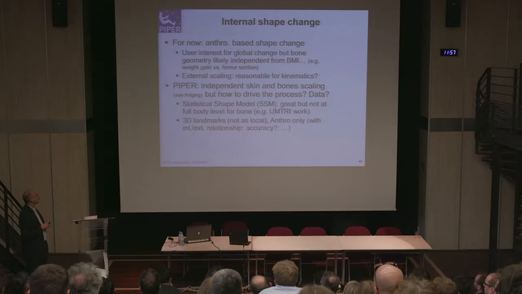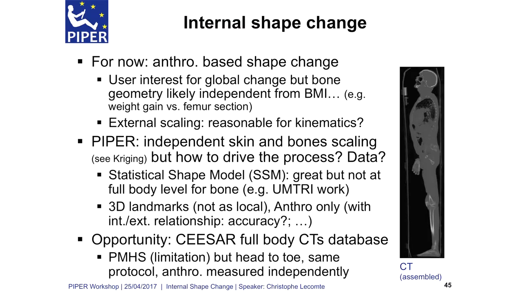If you have seen in Thomas' presentation, for example, when you deform a leg just based on the external shape of the leg, for example, based on the circumference, there will be an effect of the BMI not only on the skin and the muscles, but also on the bones. And for crash test simulation, you don't want to have bones that are larger if the subject that you are putting in your car has a higher BMI. So now, in Piper, as you have seen, there is the option to scale separately the bones and the rest of the body.